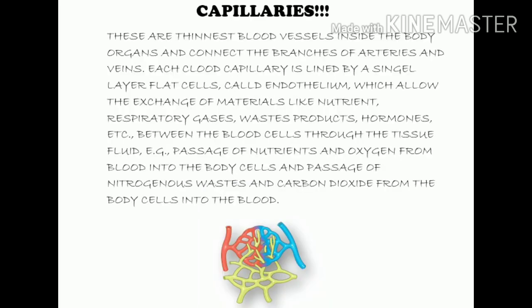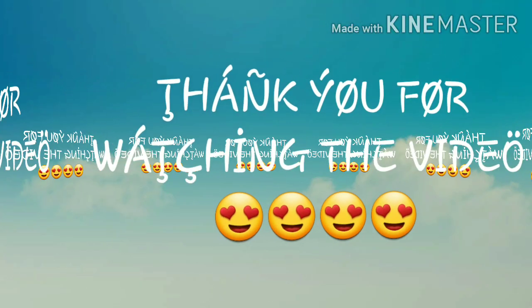Next we will discuss capillaries. These are the thinnest blood vessels inside the body organs and connect the branches of arteries and veins. Each blood capillary is lined by a single layer of flat cells called endothelium, which allows the exchange of materials like nutrients, respiratory gases, waste products, hormones, etc. between the blood and body cells through tissue fluid, for example passage of nutrients and oxygen from blood into the body cells, and passage of nitrogenous waste and carbon dioxide from the body cells into the blood. Okay, I hope it is clear to everyone.